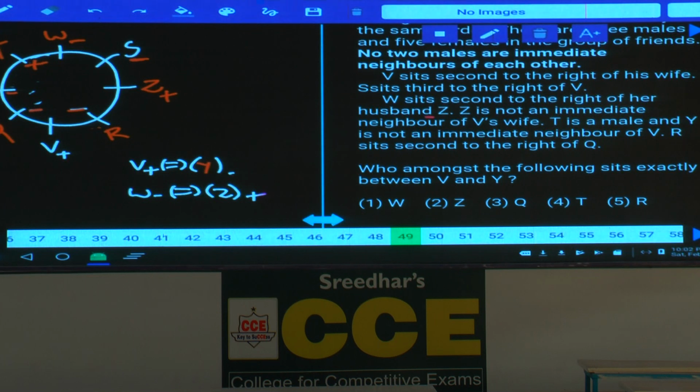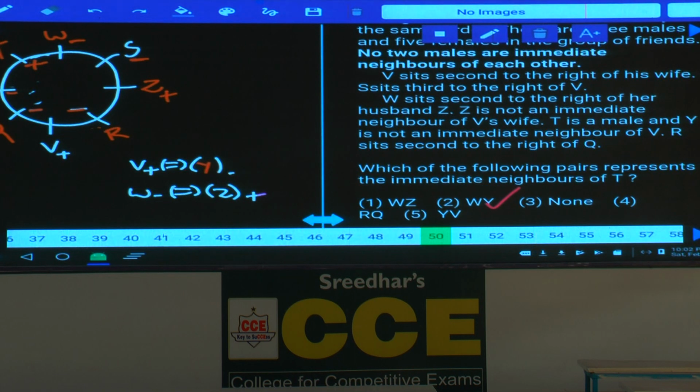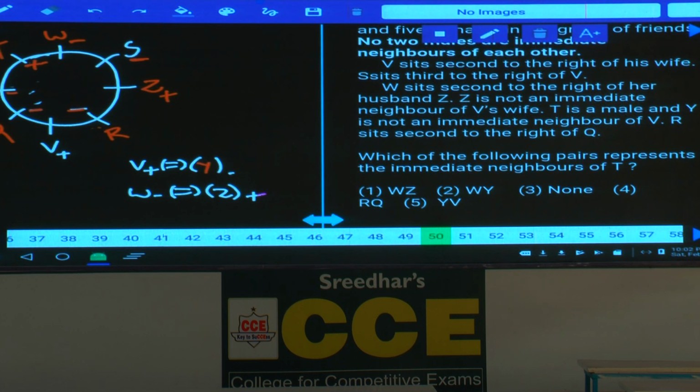8 persons seated around a circular table, out of which there are 3 males and 5 females. Then coming to question number 49, who among the following sits exactly between V and Y? Tell me who is the person seated between V and Y? Between V and Y, there is only one person, that is Q. Choice 3. Then question number 50, which of the following pairs represent the immediate neighbors of T? Tell me who are the immediate neighbors of T? Y and W, that is given in choice 2. Y and W are the 2 persons seated adjacent to T.